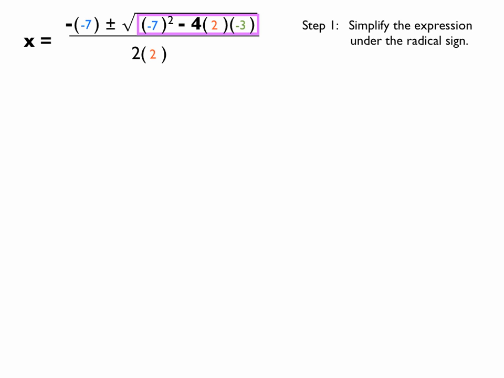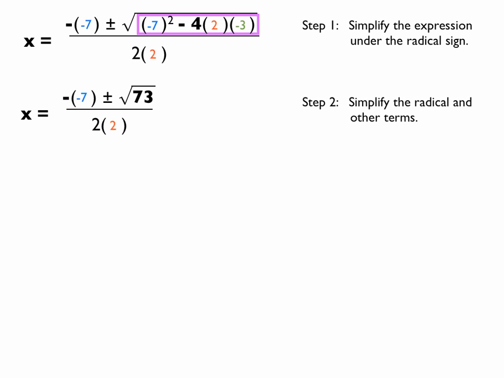So what's -7 squared minus 4 times 2 times -3? Well, that should give you 73. So we've simplified the expression underneath the radical sign. Step 2 is to simplify the radical and other terms. Now, the square root of 73 cannot be simplified, but -(-7) is the same as +7, and 2 times 2 is 4, so we could rewrite this as 7 plus or minus the square root of 73 all over 4.